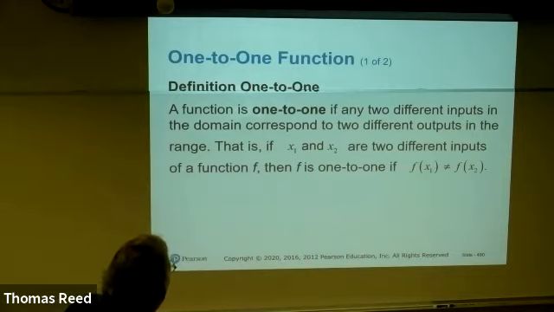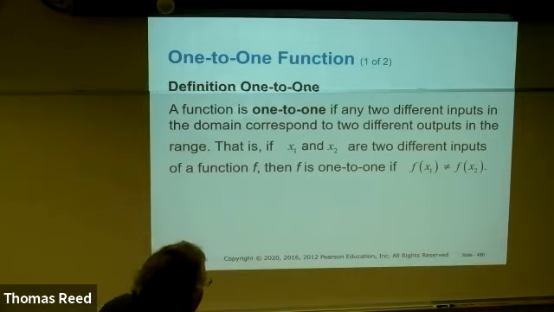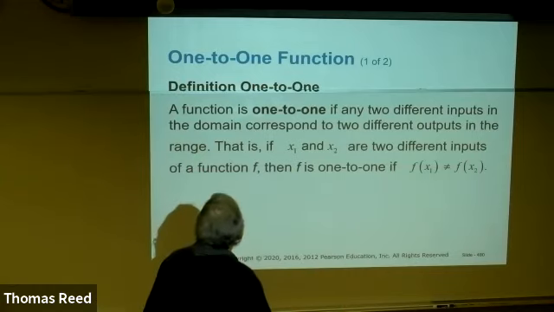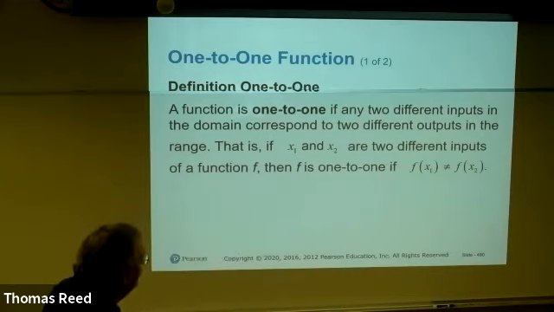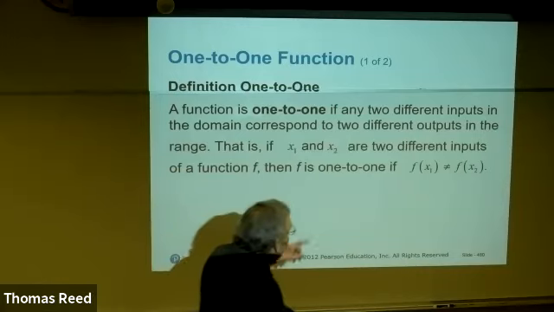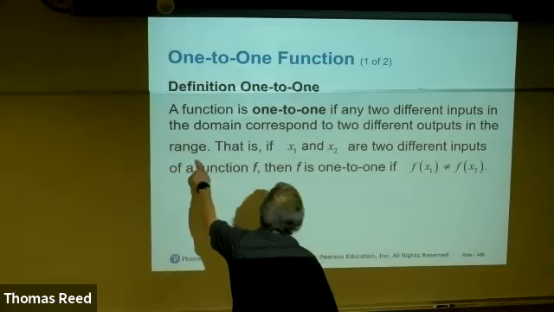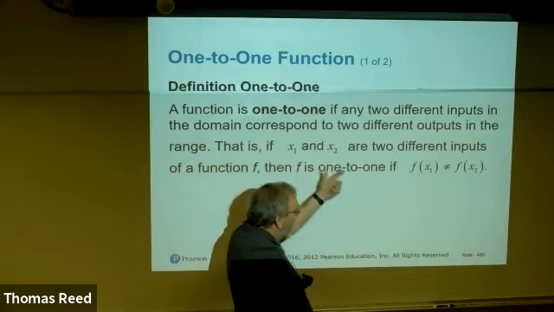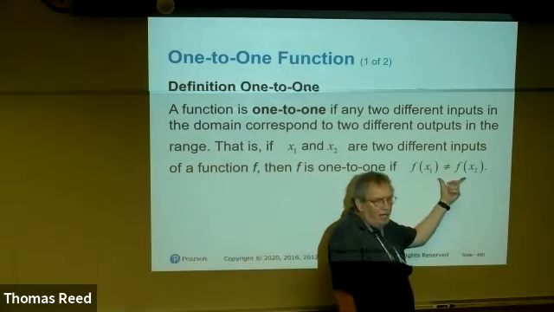A one-to-one function. A function is one-to-one if any two different inputs, meaning two different x values in the domain, correspond to two different y values, two different outputs in the range. So if you have two different x's, you will get two different y values.